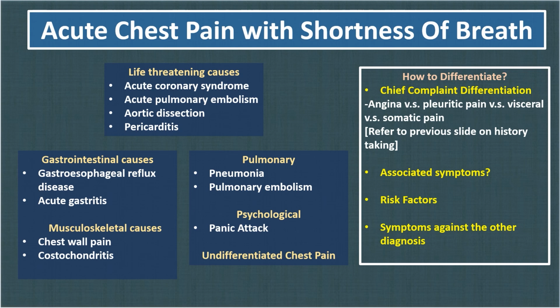But anyway, in patients with acute chest pain with shortness of breath, I think the differential diagnosis that should come up during a case-based discussion would always be these top four, because these top four diagnoses are life-threatening. They are time-sensitive, because if you delay the treatment, it can lead to unfavorable outcomes. For instance, acute coronary syndromes, acute pulmonary embolism, aortic dissections, and pericarditis.